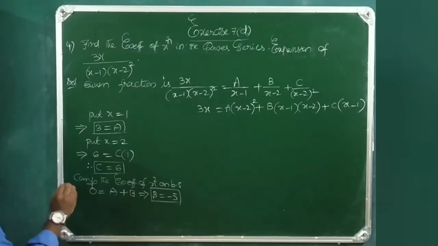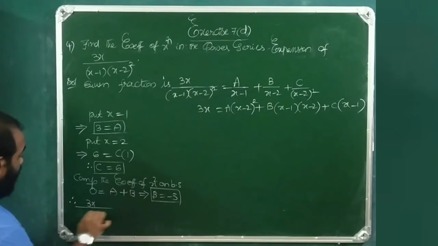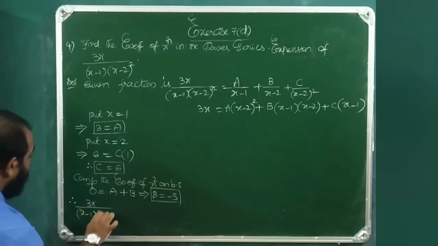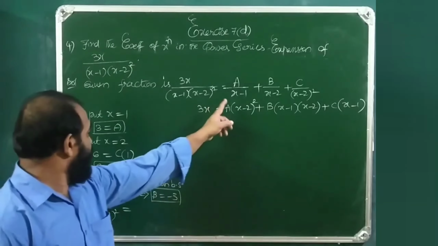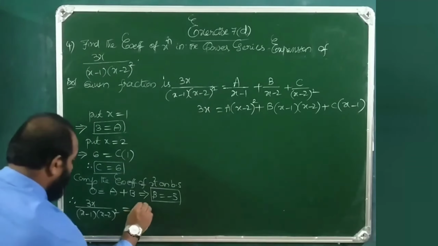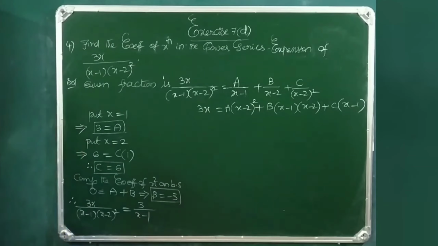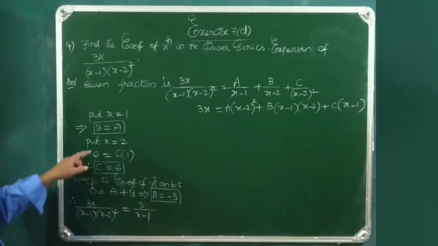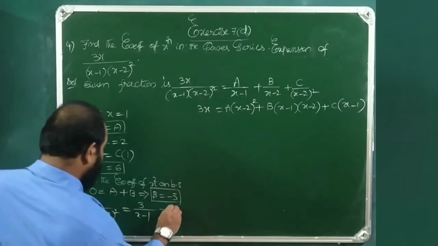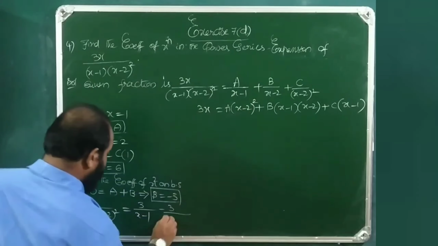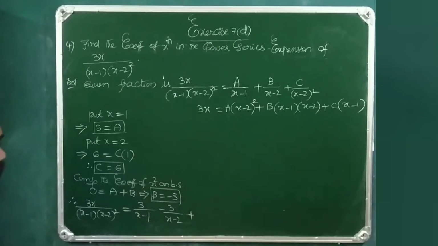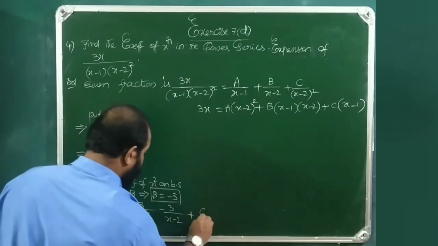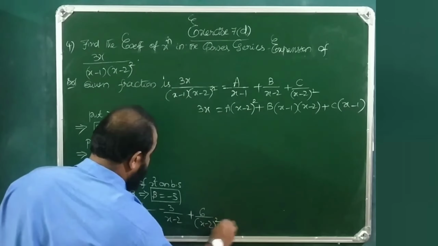Therefore, 3x by x minus 1 into x minus 2 whole square is equals to a, which is 3 by x minus 1, b is equals to minus 3 by x minus 2, plus c is equals to 6 by x minus 2 whole square.